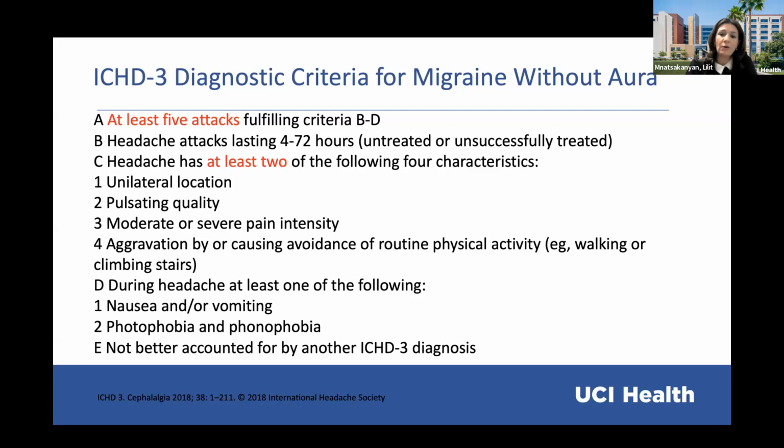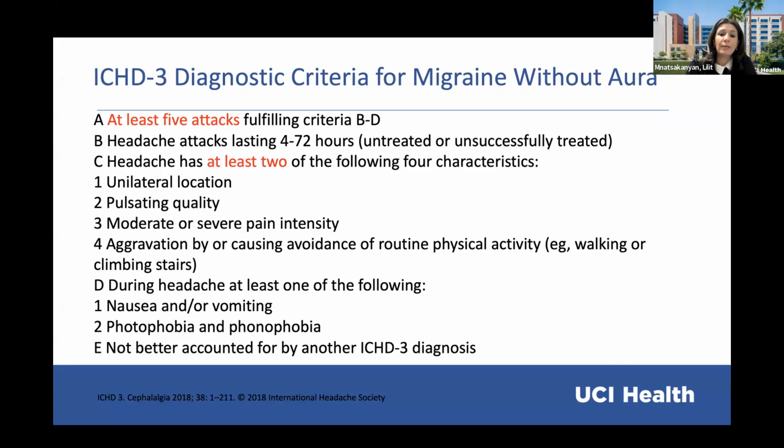Just a reminder that aura is a warning prodrome sign. Based on the international classification, for migraine without aura, the pain is unilateral, of pulsatile or throbbing quality, of moderate to severe intensity, and it could be aggravated by or cause avoidance of routine physical activity. Typically, the pain lasts anywhere from 4 to 72 hours, and we need 5 of these pain attacks in order to classify the pain as migraine.